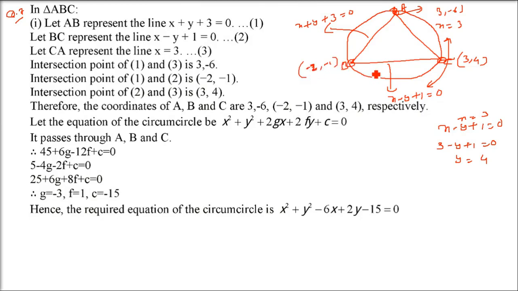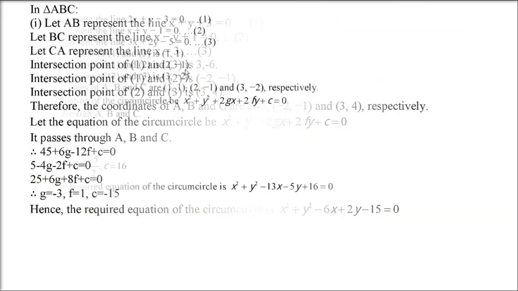Now these 3 points are known, and we have already done a question like this. So we have the equation of the circumcircle. First put 3, minus 6, then put minus 2, minus 1, then put 3 and 4. So you have 3 equations like this, and you have to solve these 3 equations. G, F and C will come. And whatever G, F and C come out to be, just put them here, and this will be the equation.